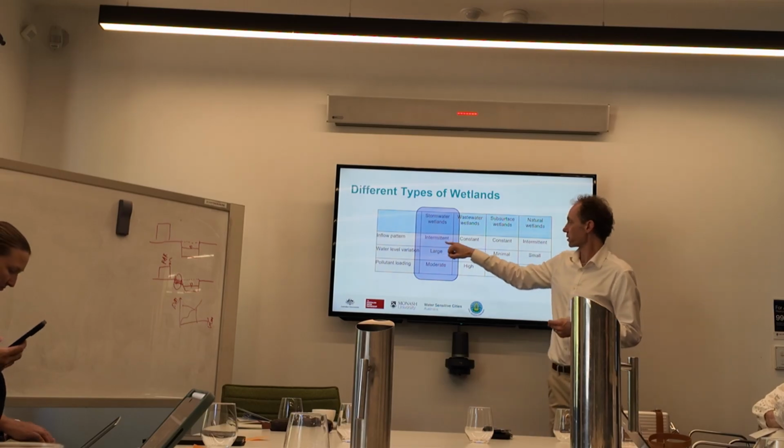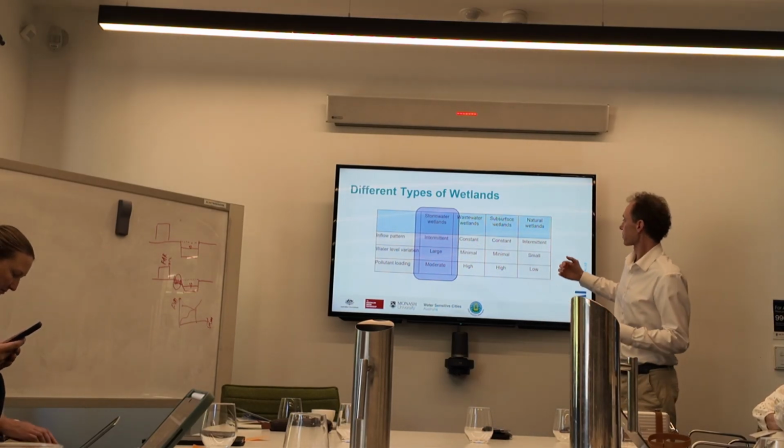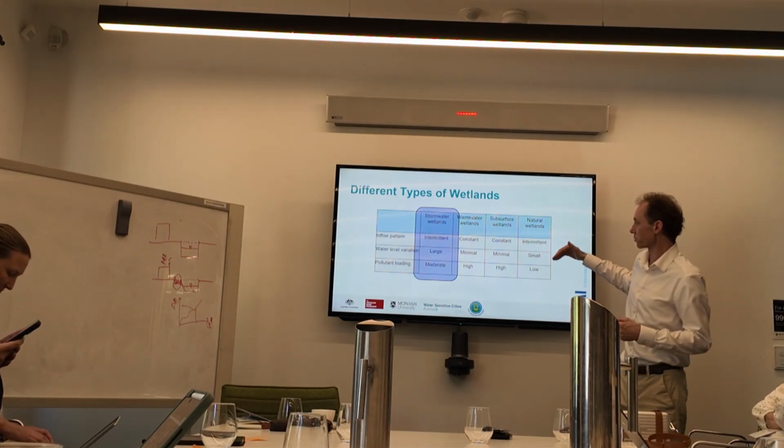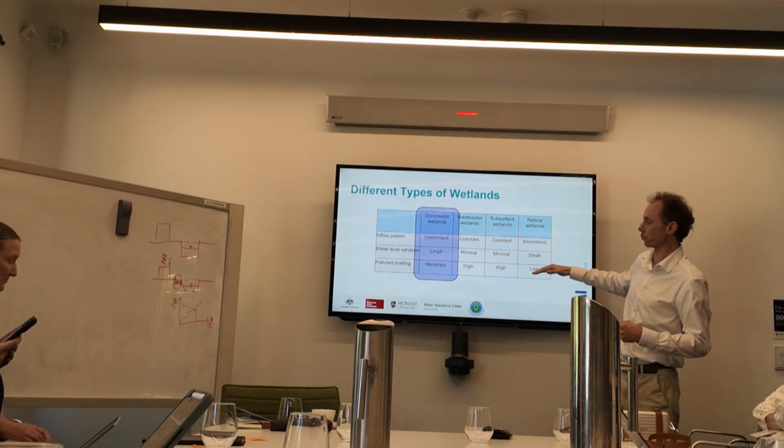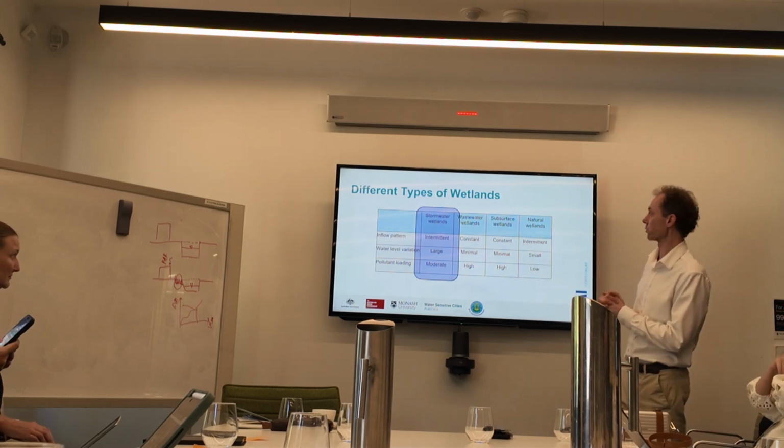So the main differences are that intermittency, where it's variable flows coming in. That is more similar to a natural system, but a natural system naturally wouldn't have lots of pollutants coming into it, and that's where it becomes a problem if we've got lots of pollutants coming in.